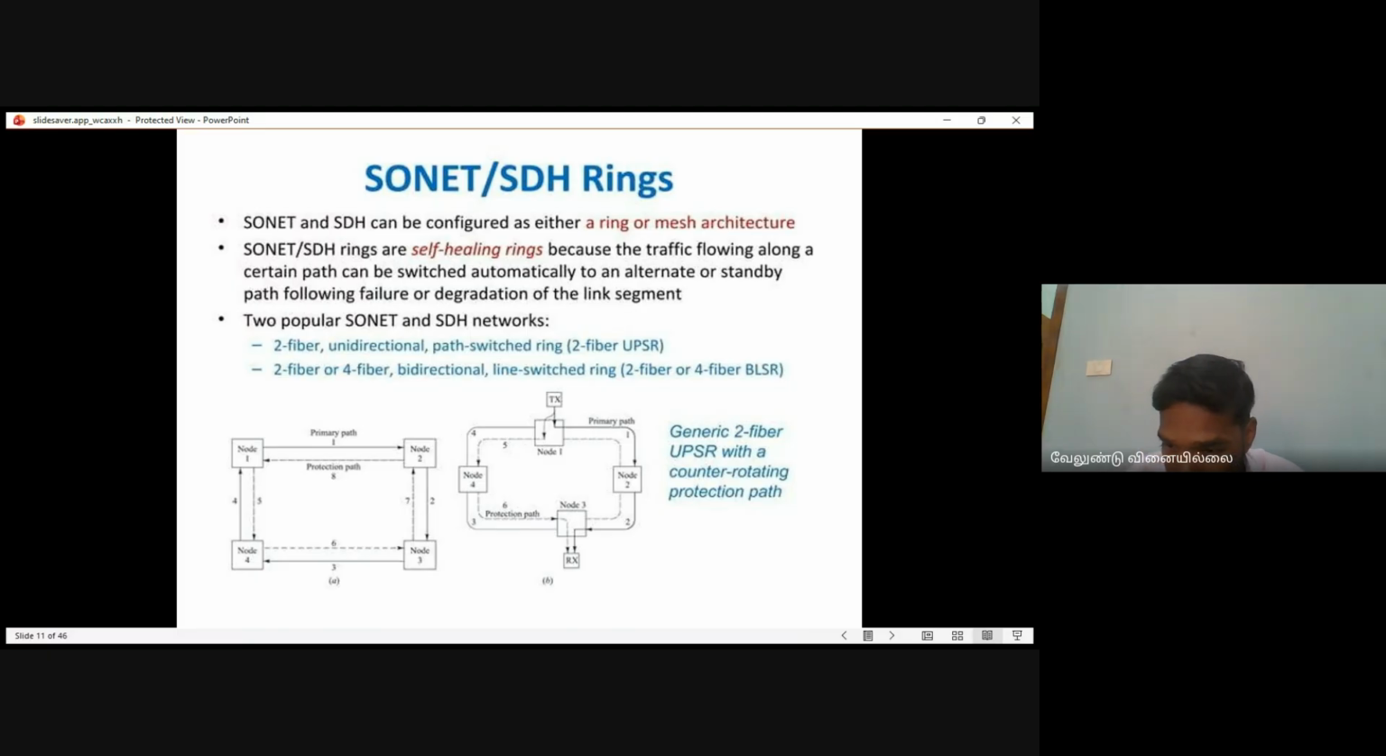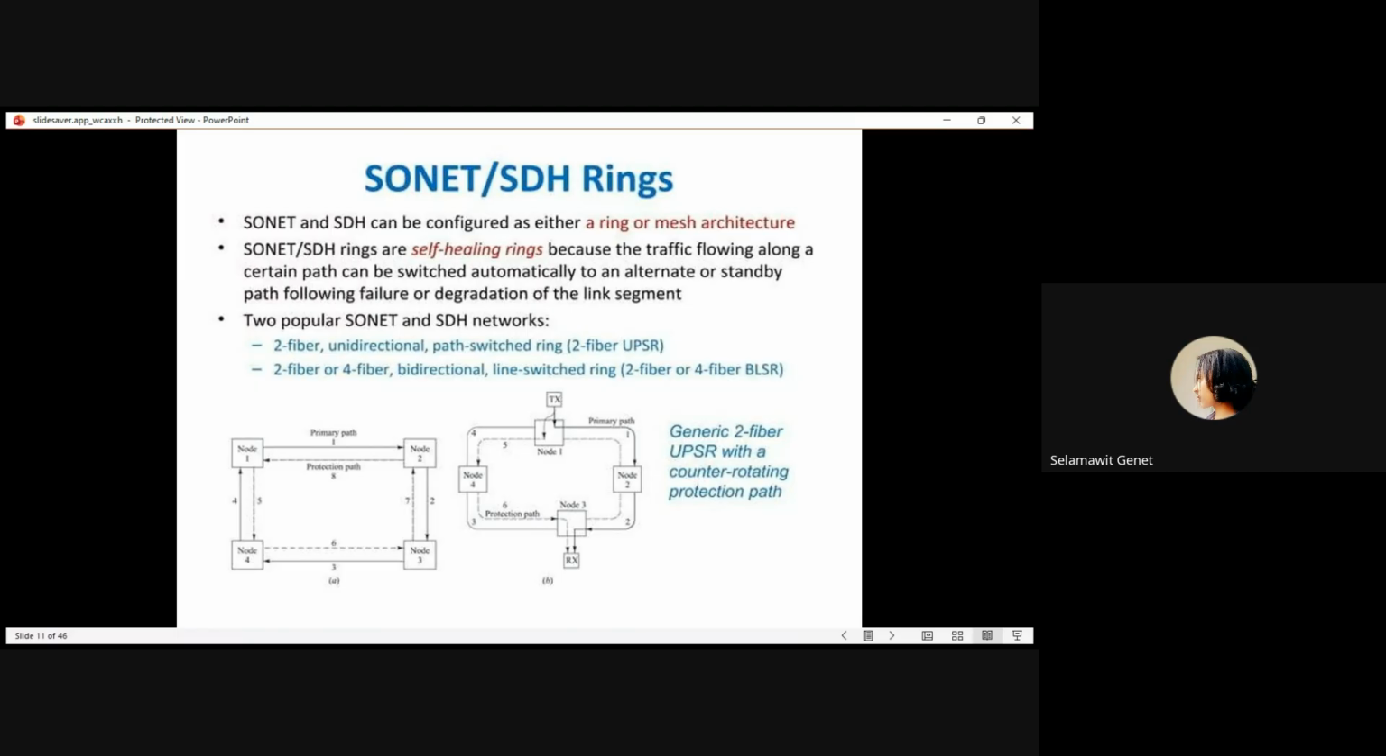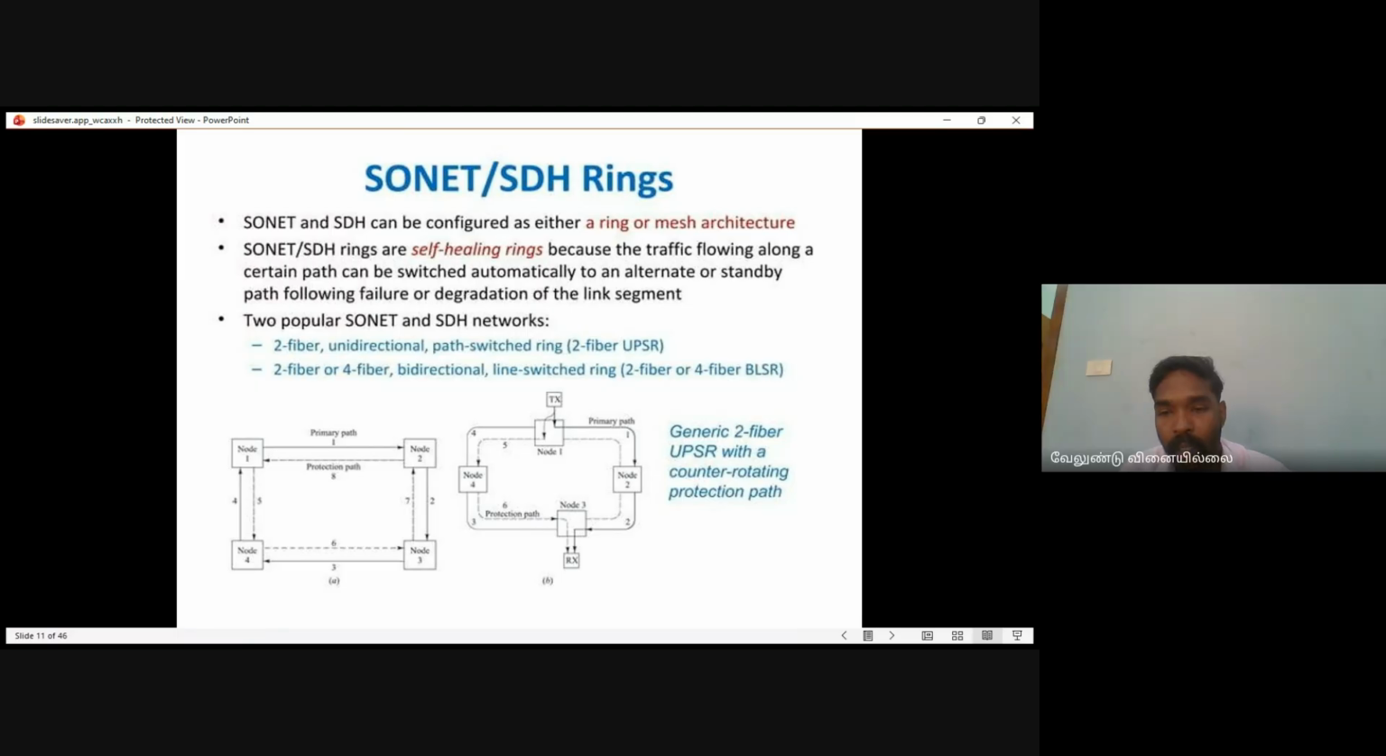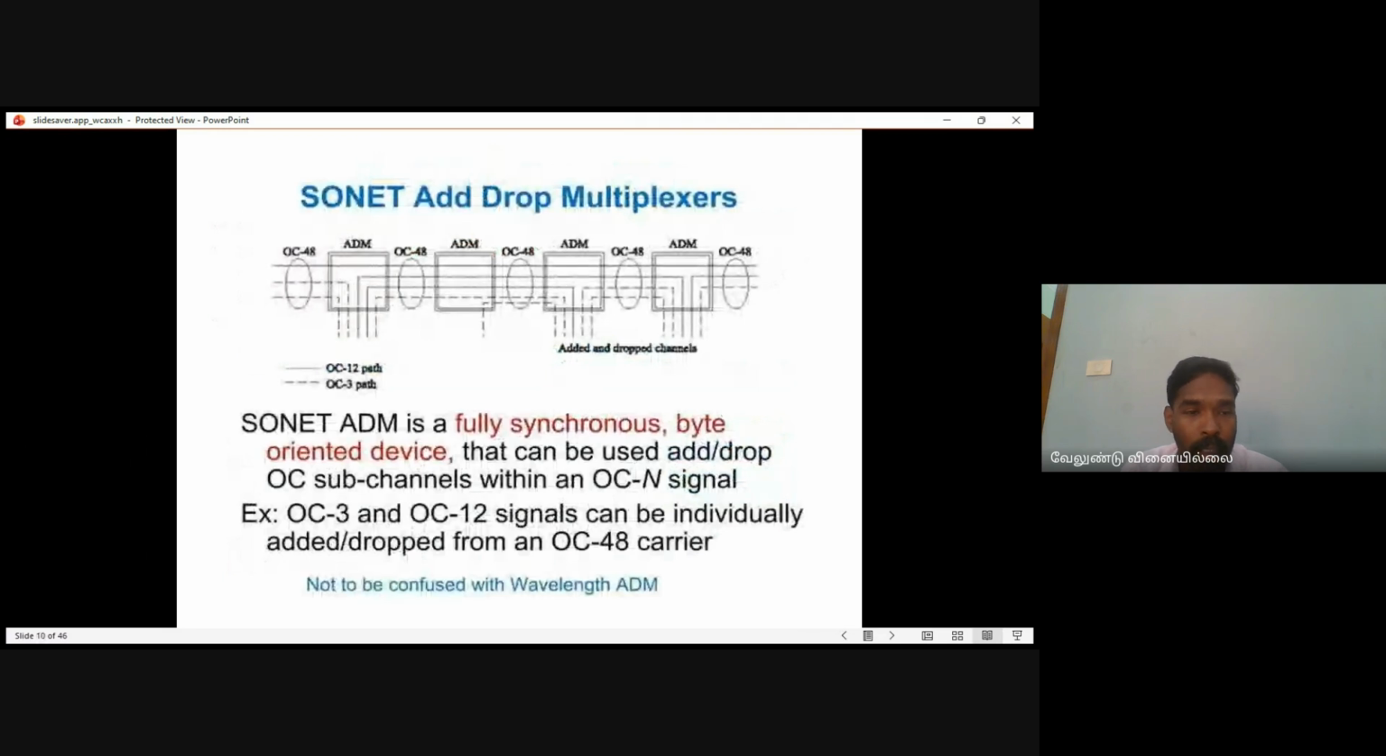Yes, Salam, do you have any doubts? Yeah, the homework. Which page? Yeah, this is slide number 10. Slide number 10 of the optical network, okay? This one. Okay.